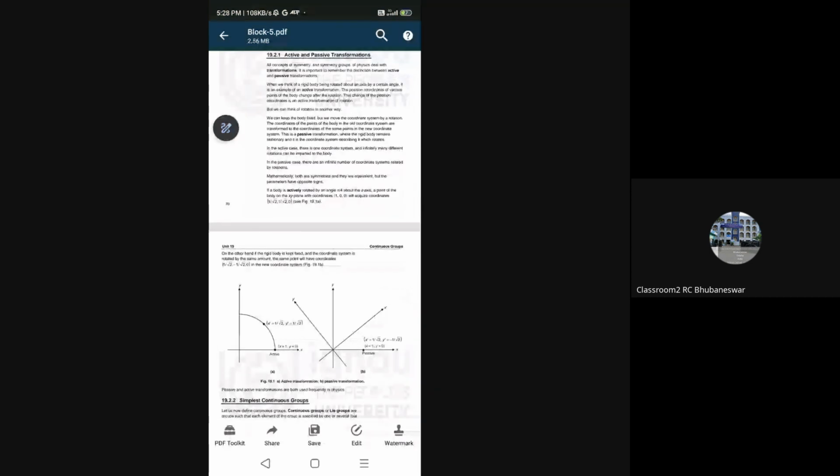In active transformation, the rigid body is rotated about an axis by a certain angle. And in passive transformation, the coordinate system is rotated about an axis by a certain angle. Okay, are you getting it?